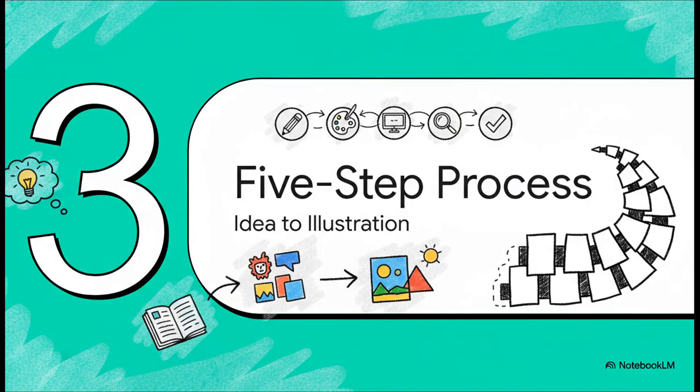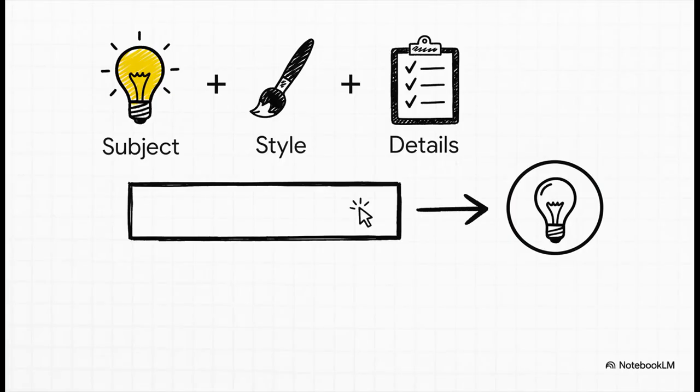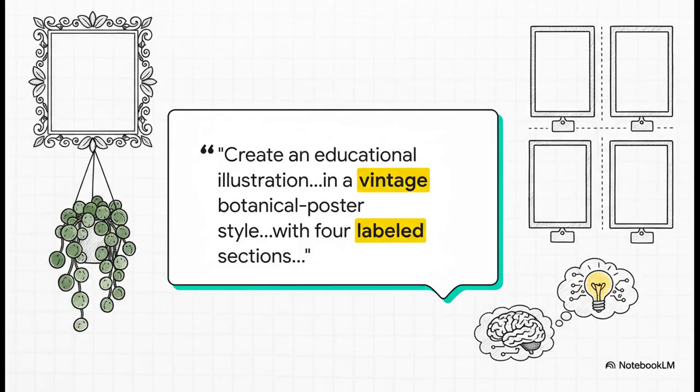So you're probably wondering, okay, this is cool, but how do I actually do this? Let's break down the creative process. It is so much simpler than you might think. It all starts with the prompt. And don't be intimidated by that word. A great prompt is just a set of clear instructions. All you have to do is tell the AI the subject, the style you're going for, and any other important details. That's it. Take a look at this example.